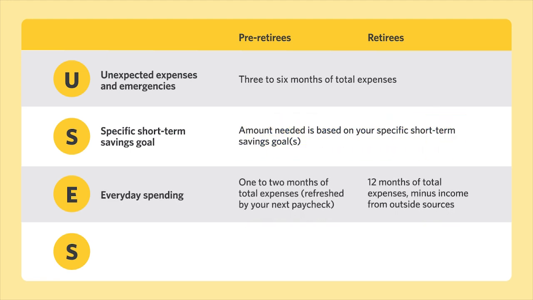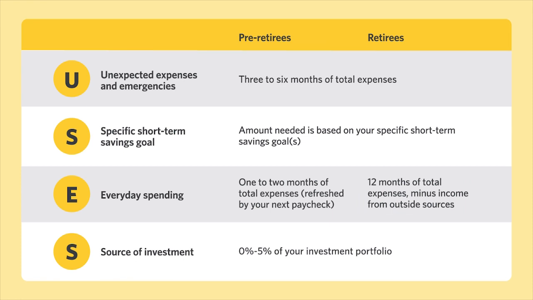In general, for somebody that's still working, we recommend maintaining a checking or savings account with 1 to 2 months of cash in it for everyday spending. Now, if you're retired, we generally recommend a year's worth of living expenses in cash, reduced by the amount you receive from outside sources, like Social Security, a pension, or an annuity.